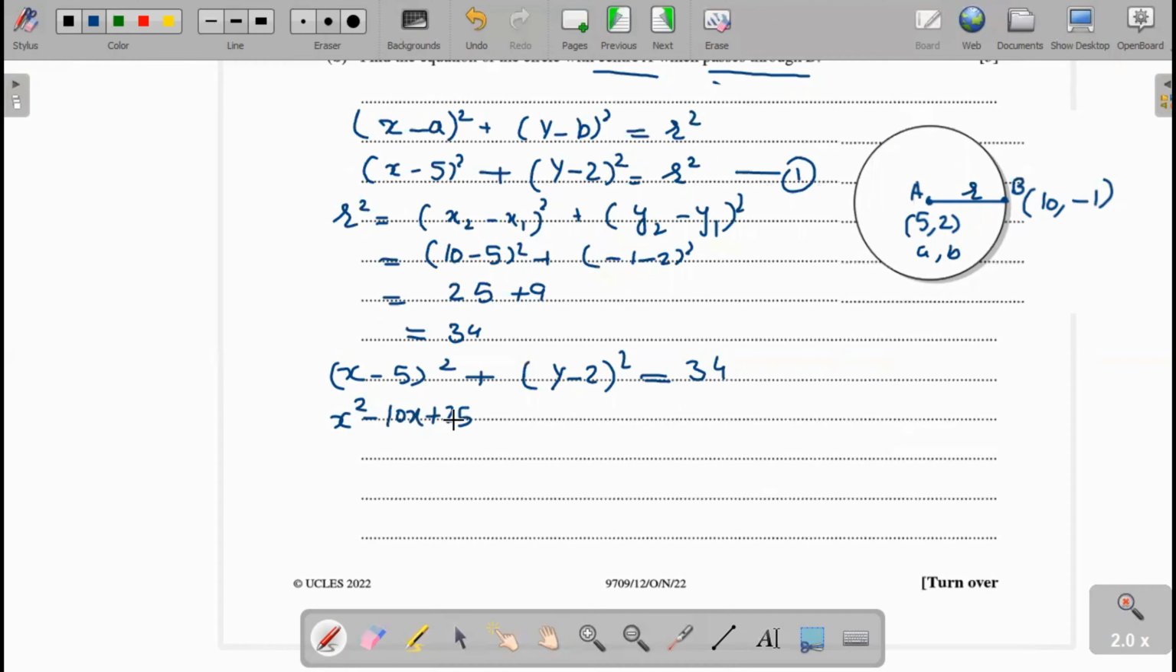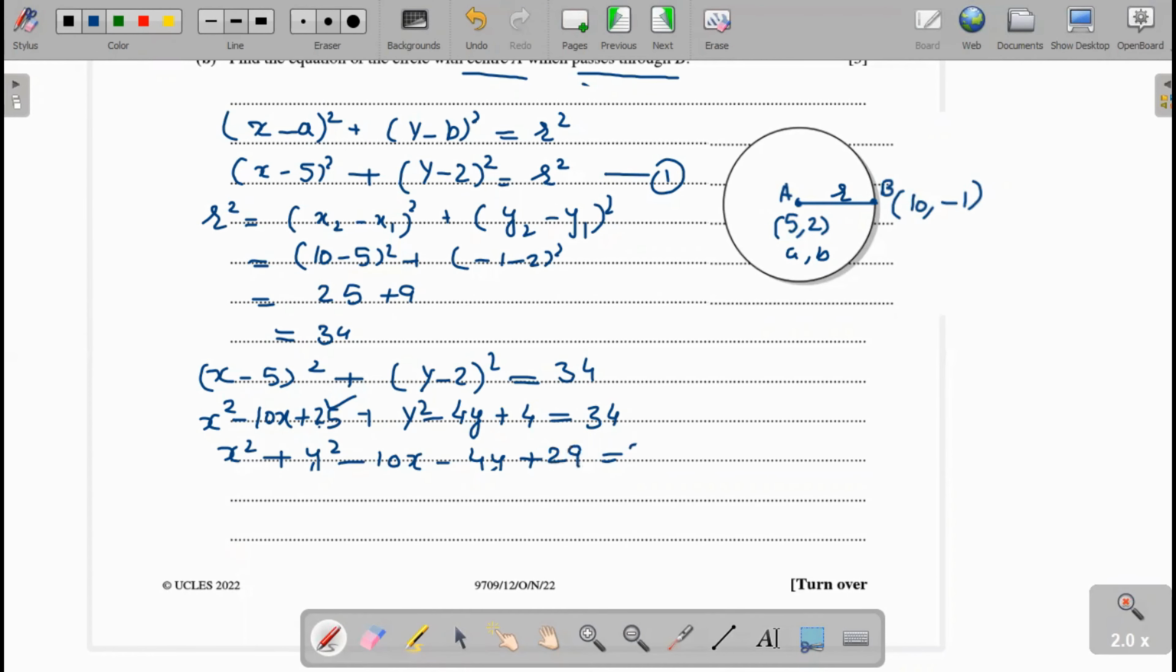We use the identity rule (a minus b) whole square. Now same as y square minus 4y plus 2 square is 4. That's equal to 34. Now x square plus y square minus 10x minus 4y plus 25 plus 4, that is equal to 29, and this is equal to 34. Now the equation of the circle will be x square plus y square minus 10x minus 4y, and that's 29 minus 34 is minus 5, equal to 0.